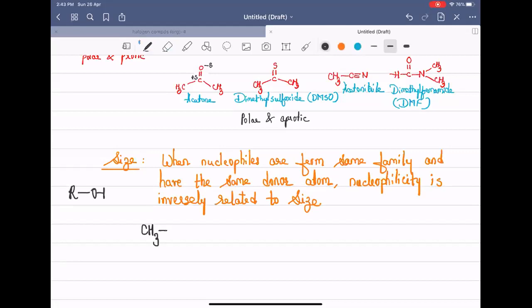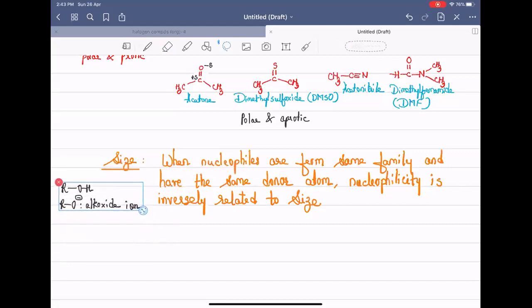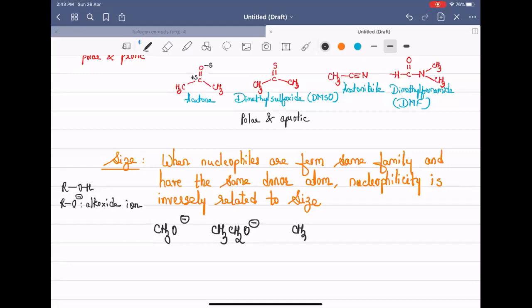the formula is ROH, you remove hydrogen, you get RO minus. This is electron rich and is called an alkoxide ion. This can act as a good nucleophile, so you can use it as a nucleophile. So let us find out what would be the order with all these alkoxides. All alkoxides like CH3O minus, CH3CH2O minus, (CH3)2CHO minus, and (CH3)3CO minus.